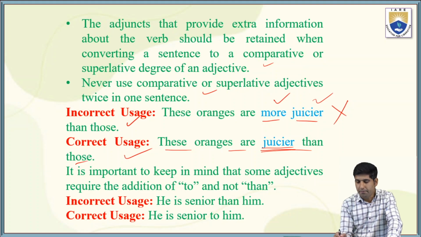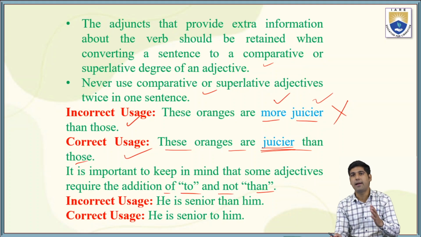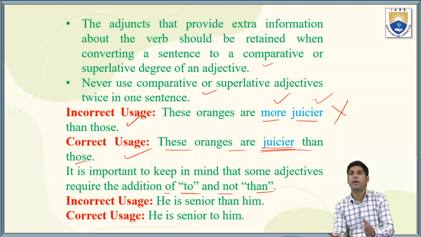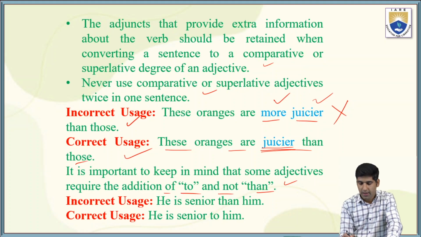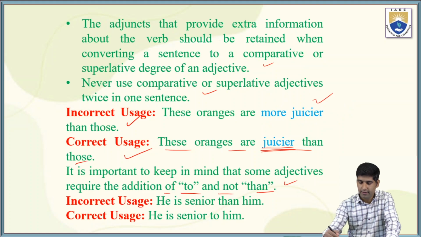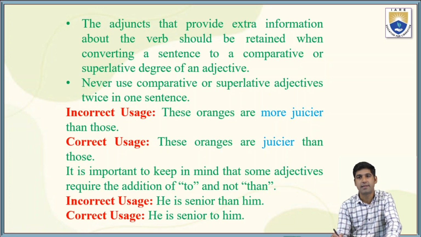It's important to keep in mind that some adjectives require the addition of 'to' and not 'than'. There are some adjectives which do not require 'than' after the adjective, but require 'to'. Like, he is senior. If we say he is senior than him, it's wrong. What is right? He is senior to him.